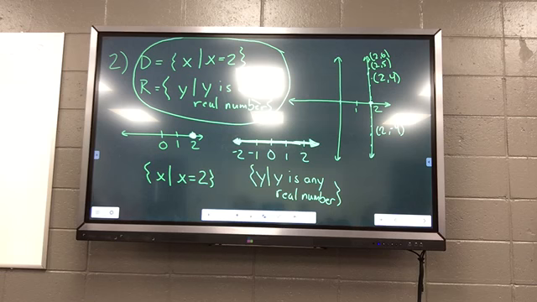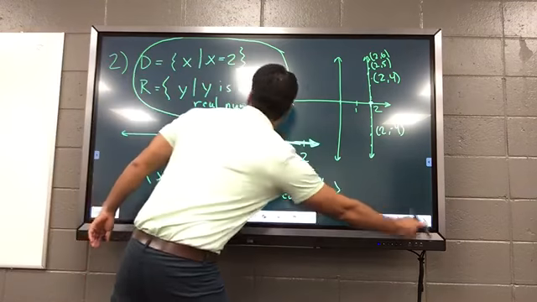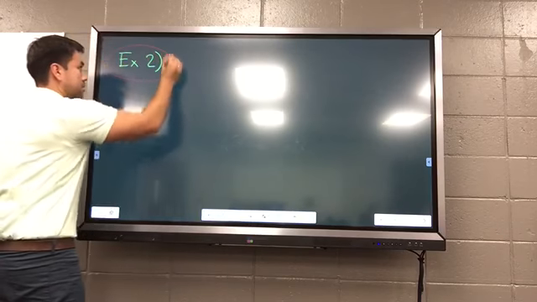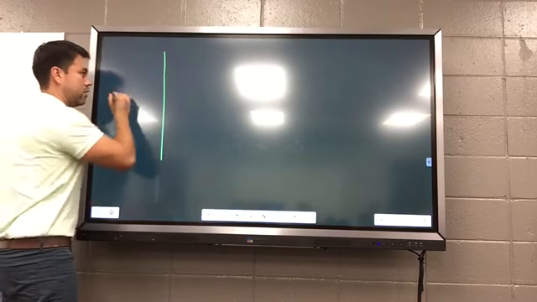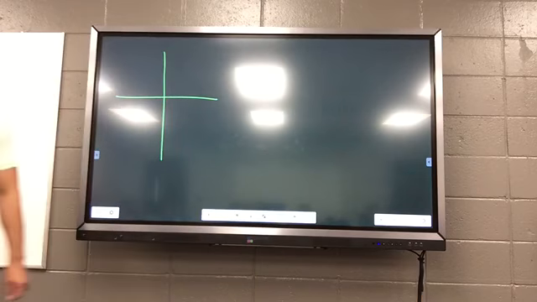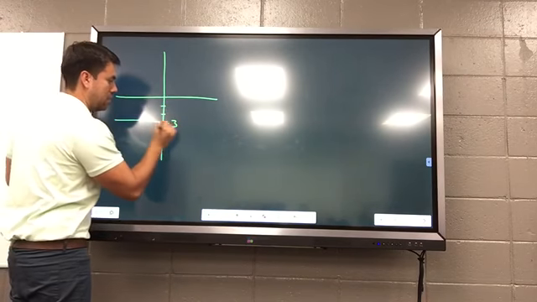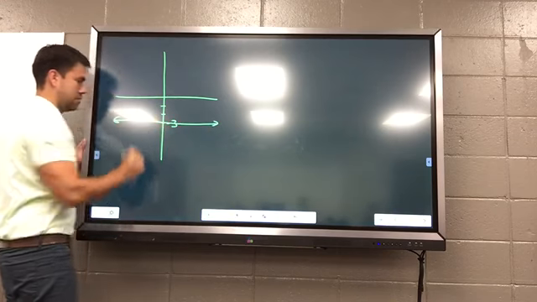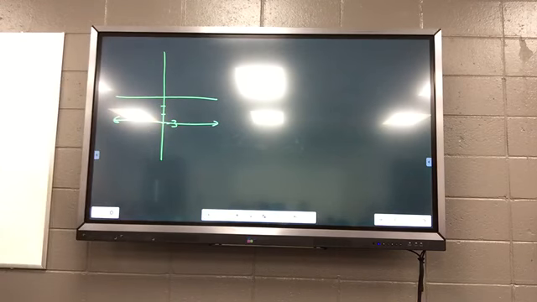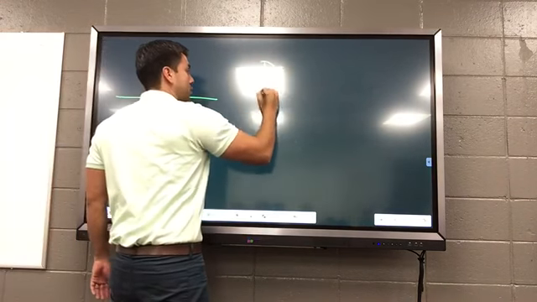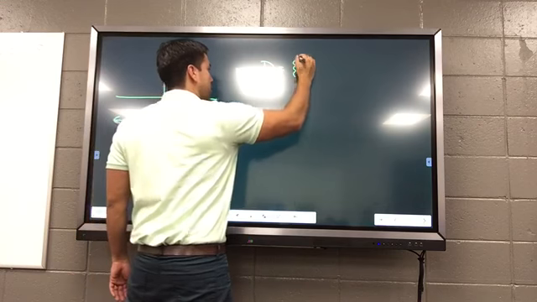Let's do this one right here. Not example 2, I'm going to scratch that one out. I'm going to give you a new one. All right, here's my graph. And this line crosses 1, 2, negative 3. This is negative 3. And what kind of graph is this? Horizontal. Good. I want you to tell me what the domain and what the range is.